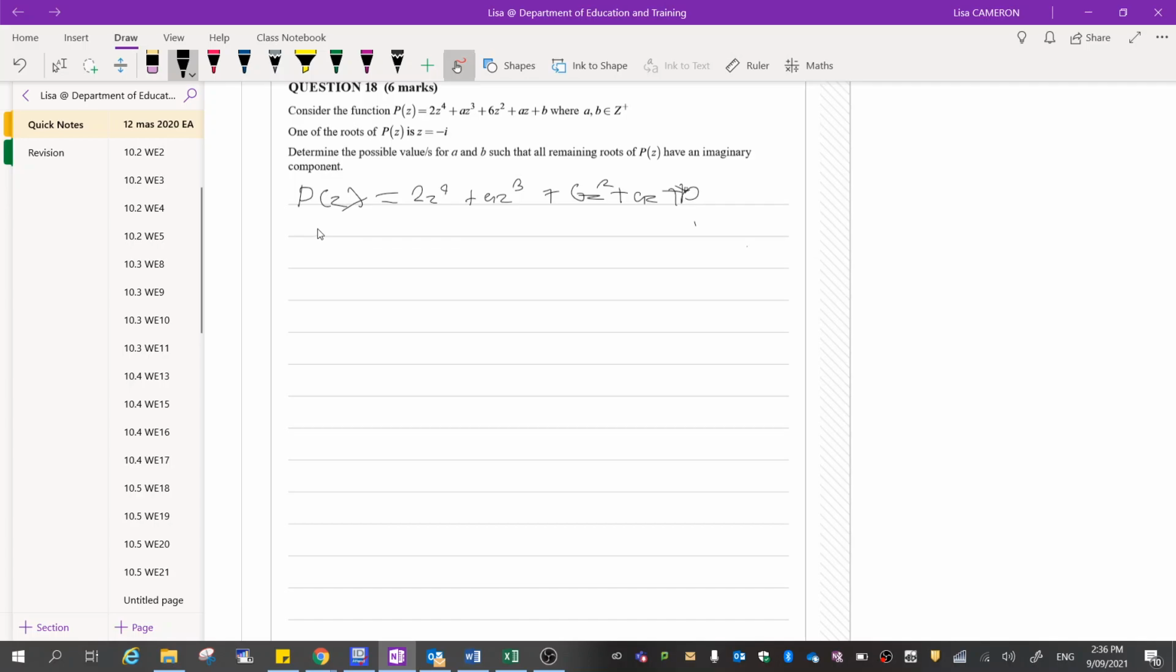Now, what it states here is that a possible root is z equal to -i. All that means is that if it's a root, then when p(z) is equal to 0, z is equal to -i. So we go on to a new line, we'll let p(z) equal 0, and let z equal -i. So we have 2(-i)^4 + a(-i)^3 + 6(-i)^2 + a(-i) + b all equals 0. So we just have to do some calculations here.